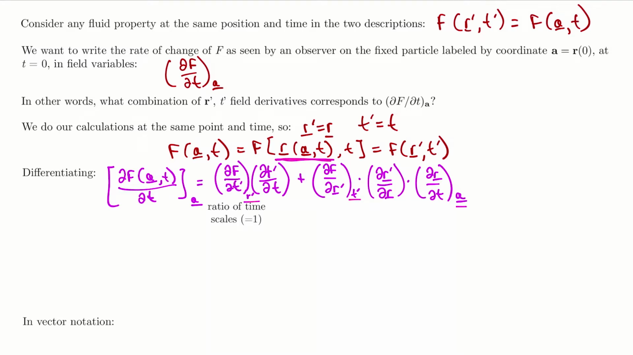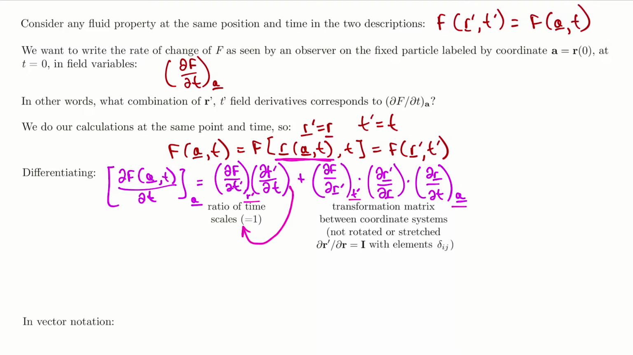And we see that t prime over t is just the ratio of timescales. So that we can make equal to 1. Just use the same timescale, like seconds or whatever. And this term right here, I've put the label here. So that's just the transformation matrix between the two coordinate systems, right? That's just saying how r prime changes with respect to r, and we're not rotating or stretching this thing at all. So that's just going to be 1 as well, which is represented by the identity matrix with the elements from the Kronecker delta we remember from last video.